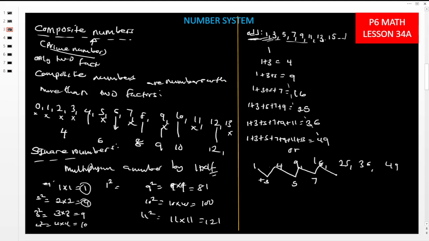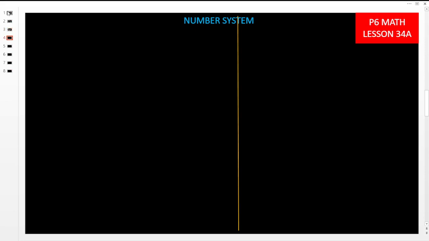Now from here we are going to add 9. Then from 9 we are going to add 11. Then from 11 we are going to add 13. So we are getting them by adding consecutive odd numbers. Are we there? Are we still together, my dear learners?